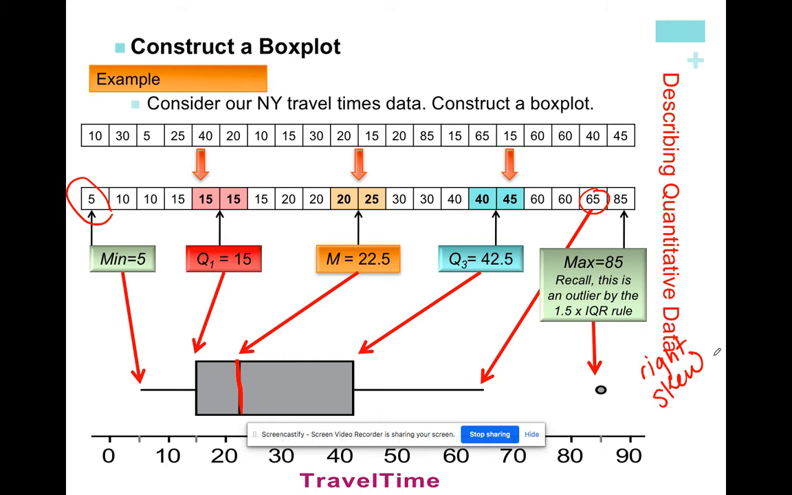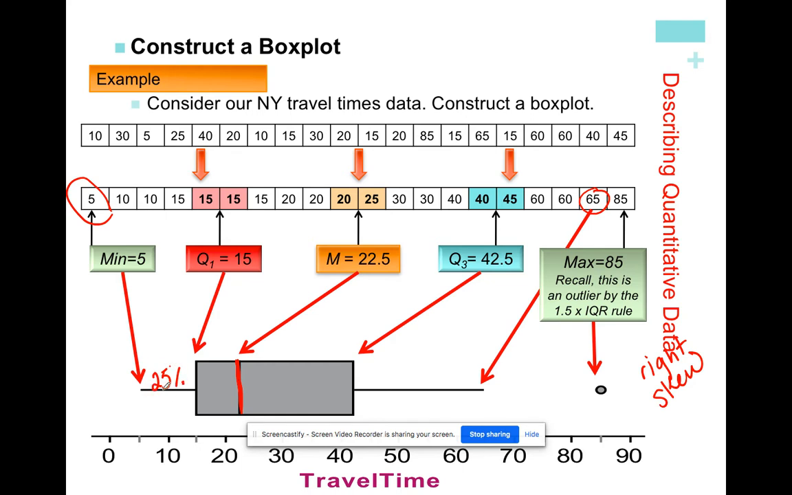We can say that we have skew, but other than that, there's not much we can say about the shape from a box plot. The other thing that I do want to mention when we're looking at box plots is that we talked about yesterday, your quartiles are marking the quarters of the distribution. So each chunk of your box plot is representing 25% of the data set.